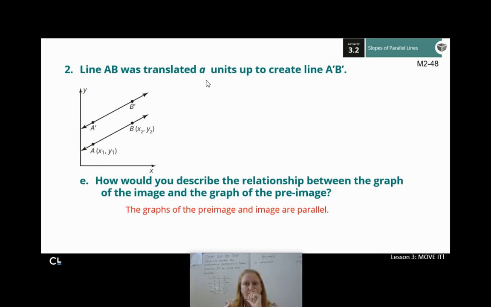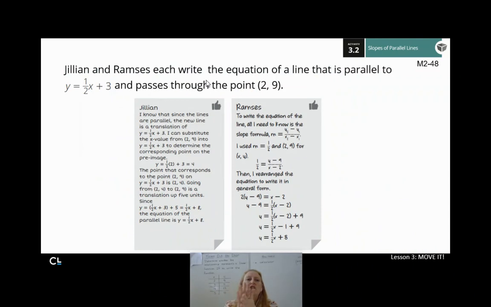Now, Jillian and Ramses each write the equation of a line that is parallel to y equals 1/2 x plus 3 and passes through the point (2, 9). They have 2 different methods. You're welcome to read through these and decide which method you like. But can I show you the method I prefer? I actually prefer Jillian's method a little bit. Again, you're welcome to use either method, but I'm going to show you what Jillian did.